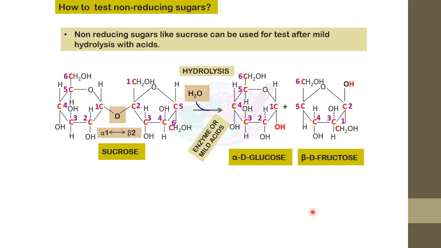So the question is, how do we test non-reducing sugars, for example sucrose? Since in sucrose both of the anomeric carbons, of the glucose part and the fructose part, are engaged in bonding, they cannot open up. So for that we need to do hydrolysis with acid or enzymes, and then we will get fructose and glucose, and now we can test this. Now it has become a reducing sugar, and we can use all these three tests, Fehling, Benedict or Tollens, to test this non-reducing sugar.